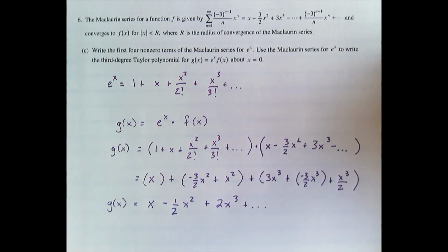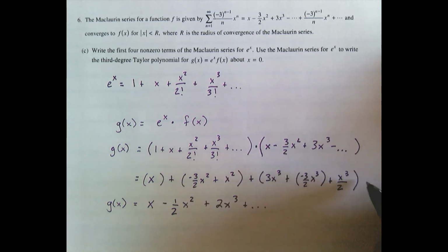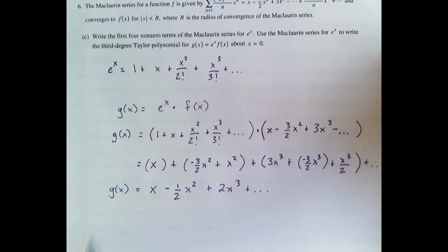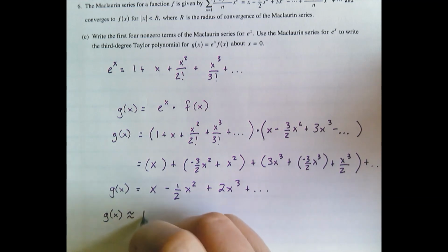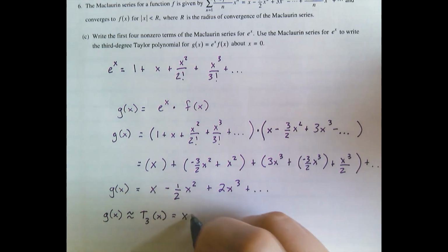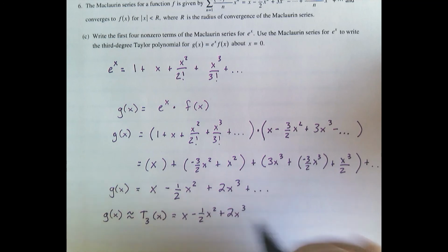Technically, g of x includes all of the terms that we haven't included, so including those ellipses is useful. We could say g of x is approximated by the third degree Taylor polynomial, which we found to be those first 3 terms. Okay, this is worth 3 points.